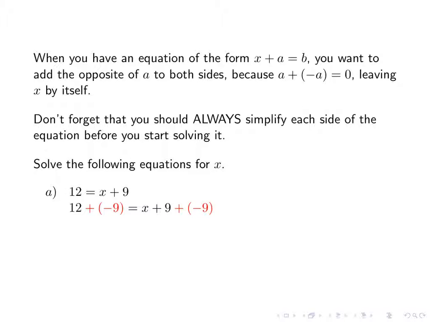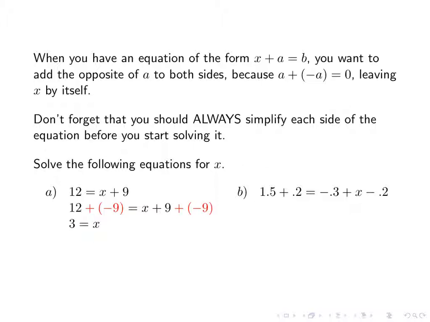So the opposite of 9 is negative 9. So we're going to add negative 9 to both sides of the equal sign. And if we do that, we'll get 3 on the left-hand side and x on the right-hand side. So x equals 3, or 3 equals x. And again, you should double check it by plugging it in. Is 12 equal to 3 plus 9? Yes, it is.